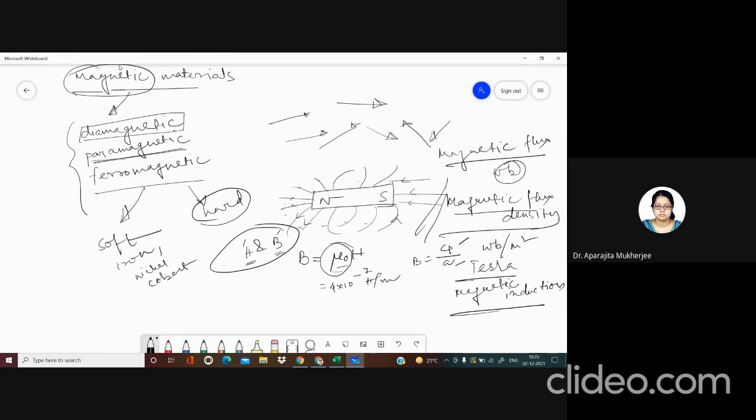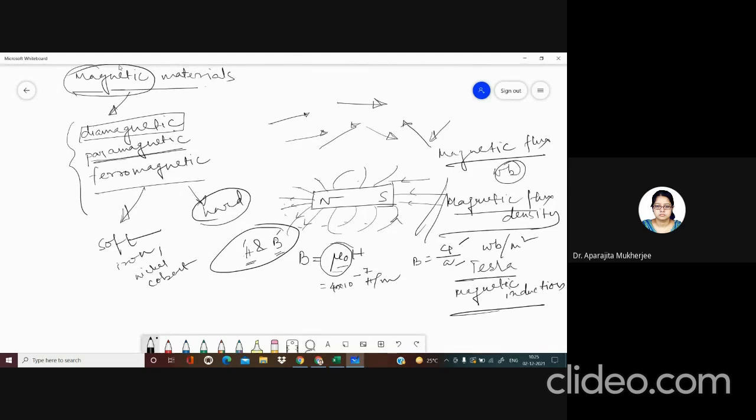Now, is this expression correct? What is the value of mu 0? Mu 0 equals 4 into 10 to the power minus 7. 4 pi, very good. So mu 0 is 4 pi into 10 to the power minus 7.